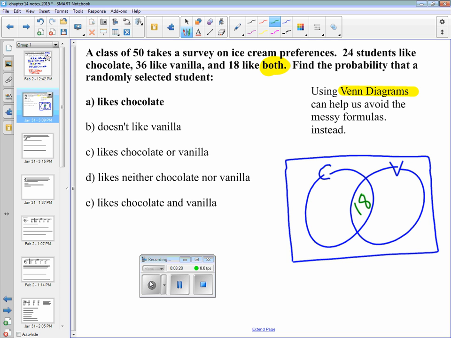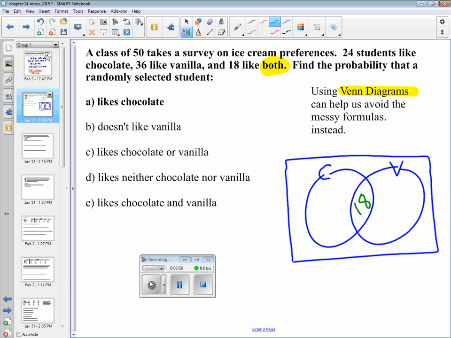Now we're going to kind of work backwards, and I see 36 like vanilla. This is not okay. Don't write this. 36 like vanilla and 24 like chocolate. What is wrong with this picture? Ashlyn? It's too many. If I add them all together, don't I have more than 50? It tells me I only asked 50 people. So what we have to be careful of is that it doesn't say 24 students only liked chocolate, right? It says a total of 24, so I already have 18 of those accounted for.